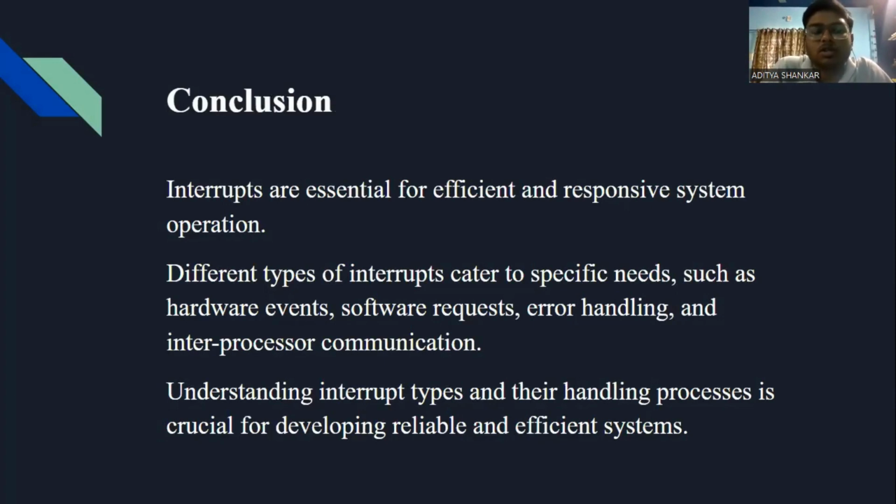In the end, interrupts are essential for efficient and responsive operating systems. As I told, operating systems need to respond to the required operation. Otherwise, there is no use, basically, since there is no maximum utilization of the CPU. Then what is the need of machines? Different types of interrupts cater to specific needs. There are different types like hardware, software, error handling and interprocessor communication. And at the end, understanding interrupt types and their handling process is crucial for developing reliable and efficient systems so that we can increase efficiency and obtain maximum utilization. Thank you.